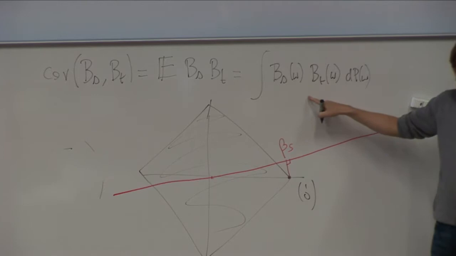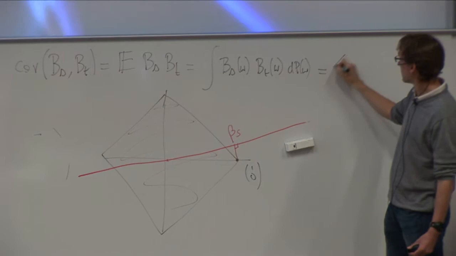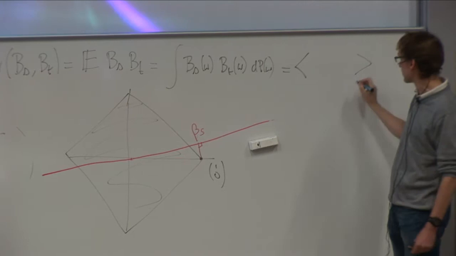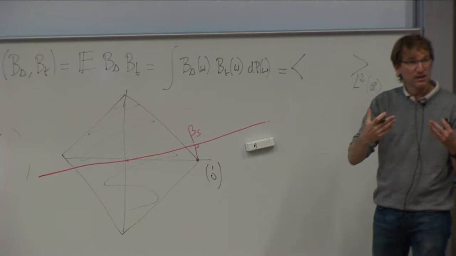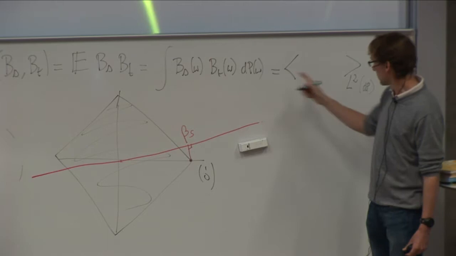And so this thing is really what's called an inner product, because this is exactly the inner product in a space of square integrable functions. It's what's called L2 of dP. So it means that you live in a probabilistic space and you look at the set of random variables. In fact, a random variable lives in a Hilbert space, the space of square integrable functions. And this is the inner product between the function BS of omega and BT of omega.